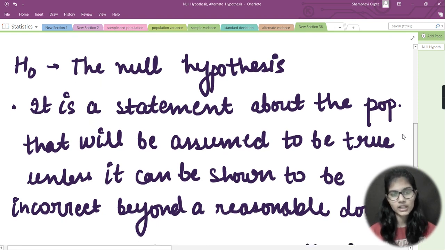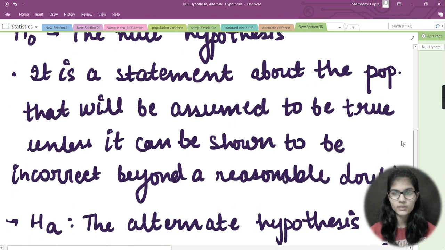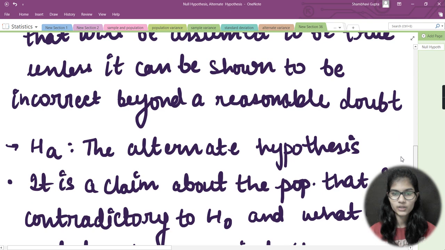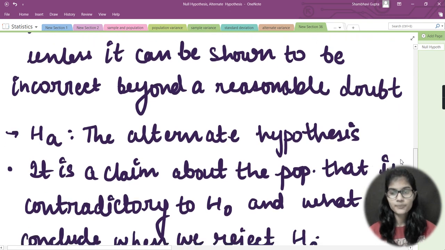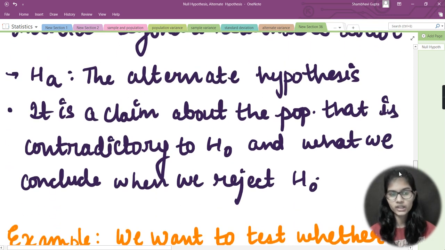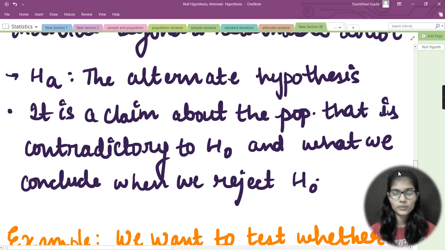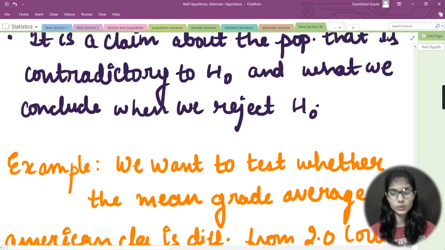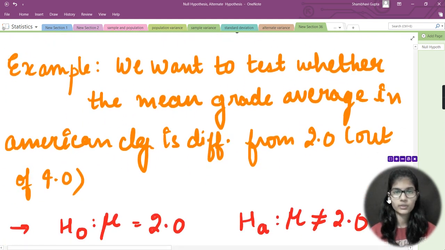We had discussed the null hypothesis, which was denoted using H naught, right? It was a statement about the population that will be assumed to be true unless it can be shown to be incorrect beyond a reasonable doubt. And then we discussed the alternate hypothesis, denoted by HA. It is a claim about the population that is contradictory to H naught, and what we conclude when we reject H naught, right? These were the two things we discussed in the previous video.